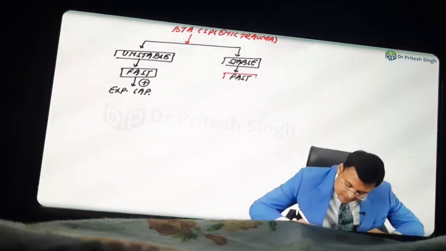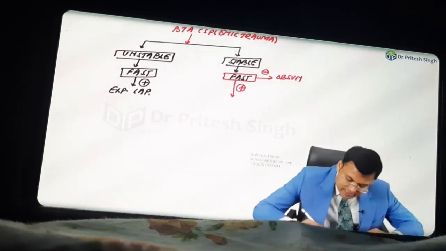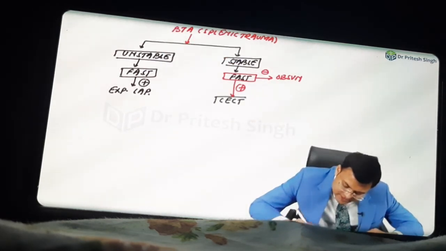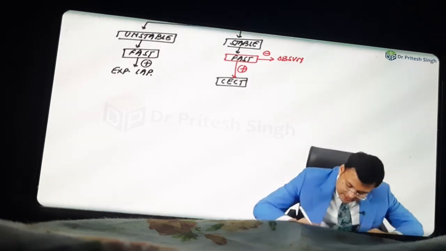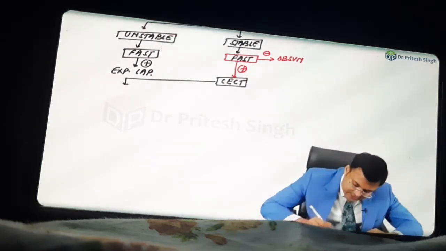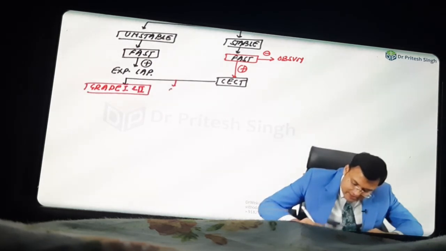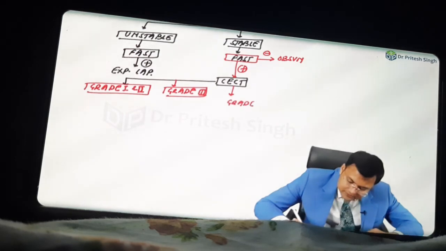Now see, FAST is done. If it's negative, what is done? Observation. And if FAST is positive, we have to confirm the findings by CECT. So CECT is performed for confirmation of findings. Now see, in this, there are three situations. First, the patient is having grade 1 and grade 2 injury, or the patient is having grade 3 injury, or the patient is having grade 4 or 5.